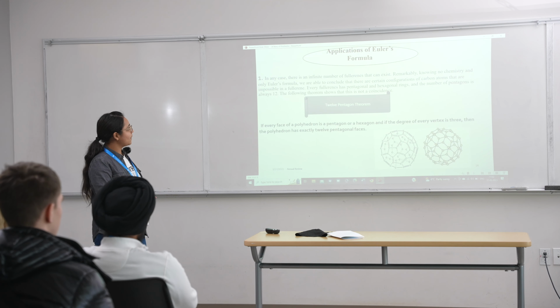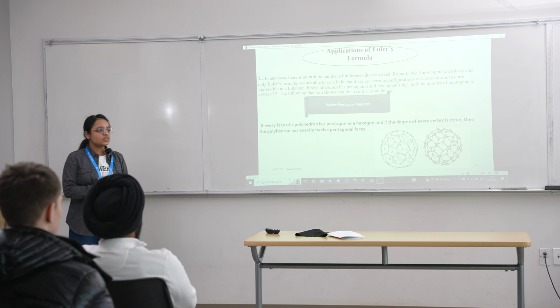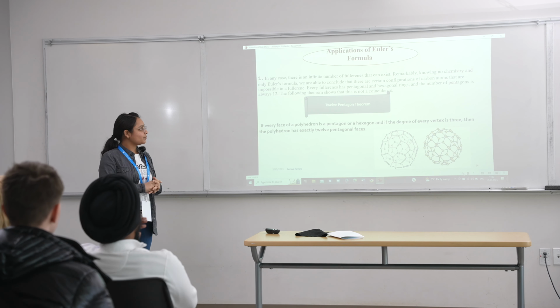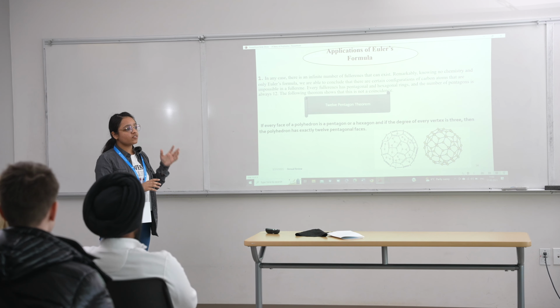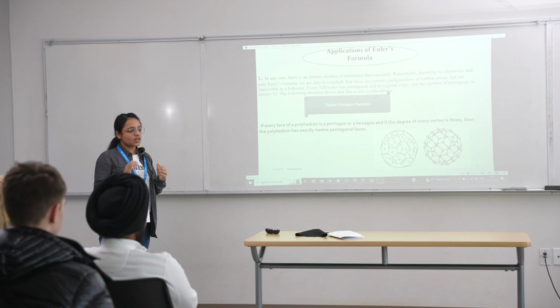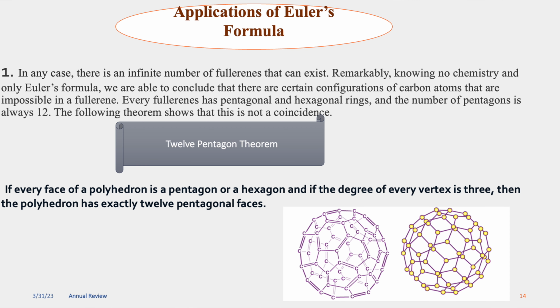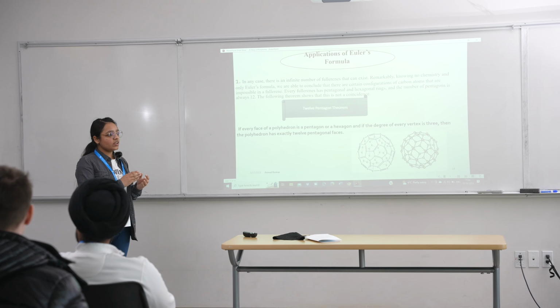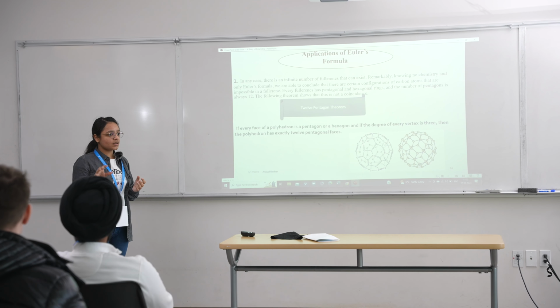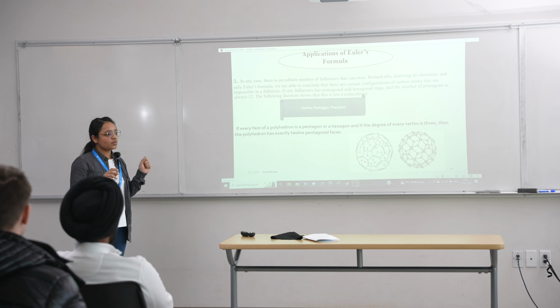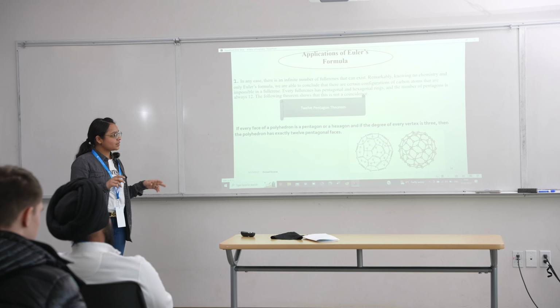Now, Euler's formula also has its applications. As I already told you about fullerenes, there are an infinite number of fullerenes that are possible. Remarkably, without knowing chemistry, but just knowing mathematics, we can say which configurations of fullerenes are possible in nature. It could be done by the 12 pentagon theorem, which states that every fullerene which consists of hexagonal and pentagonal rings will have exactly 12 pentagons and any number of hexagons.